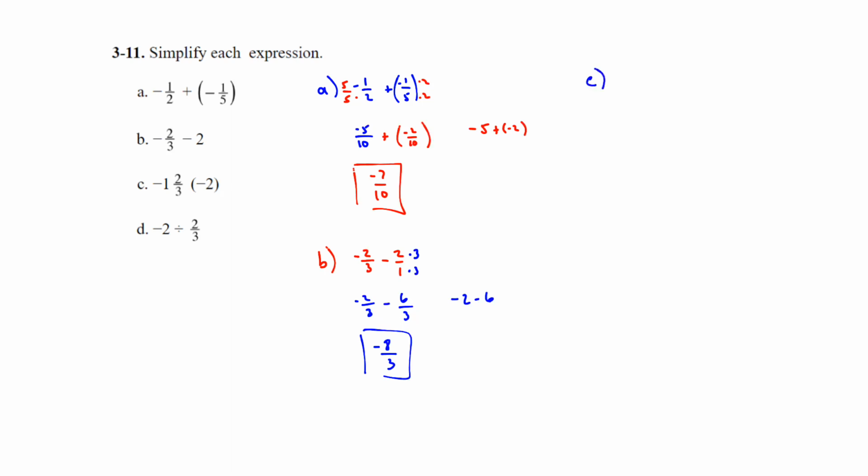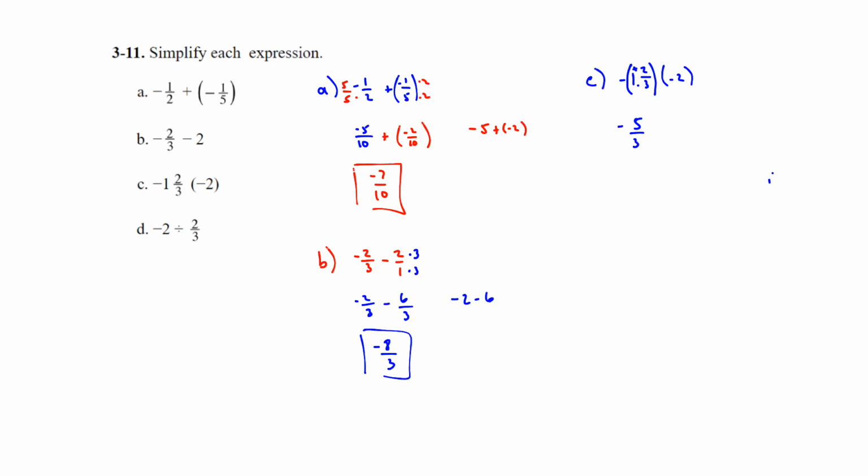Alright, moving to C, we have negative 1 and 2/3 being multiplied by negative 2. So on this one, I would take the mixed number, change it to an improper fraction. Now, this whole thing is the mixed number, so we don't include the negative when we change it. 3 times 1 is 3. 3 plus 2 is 5, so that's 5/3. So 1 and 2/3 is the same thing as 5/3.